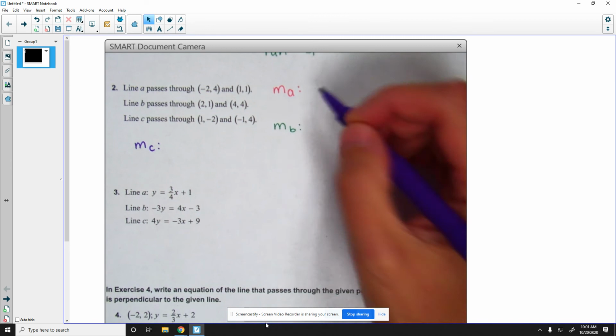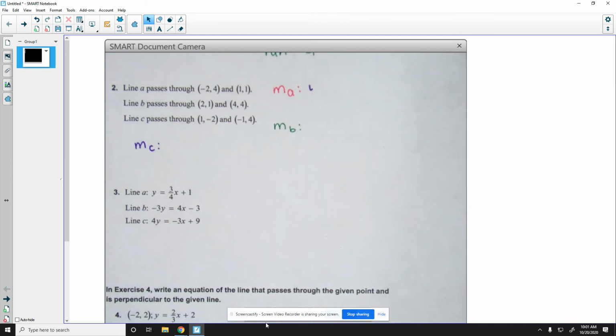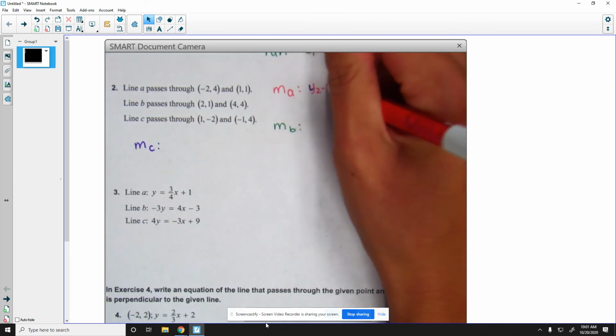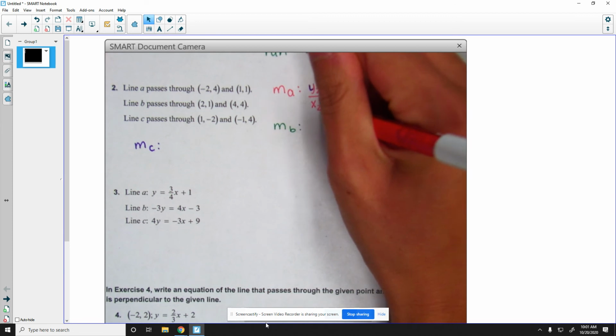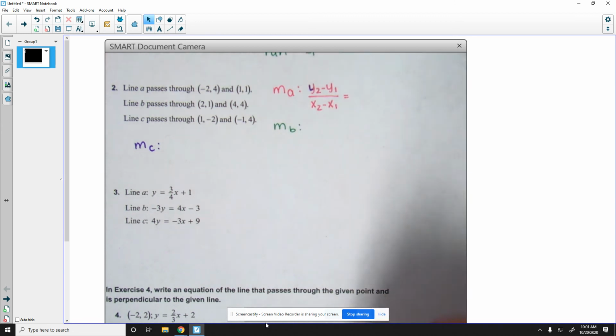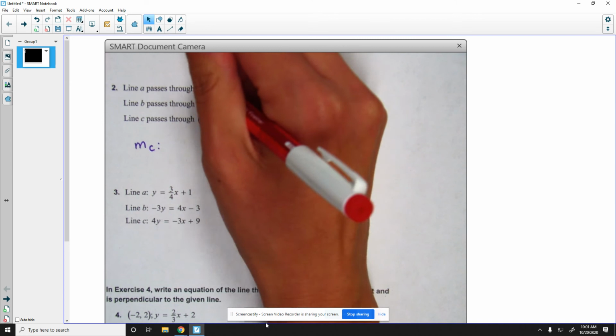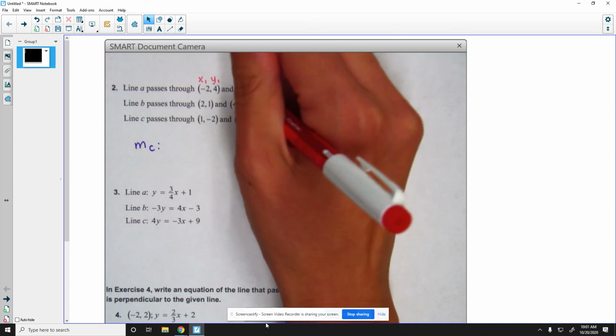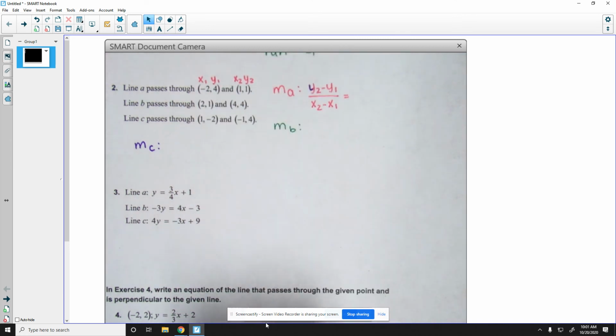Y2 minus Y1 over X. So here's a formula. It goes like this: y sub 2 minus y sub 1 over x sub 2 minus x sub 1. And remember what I do? I just label x1, y1, x2, y2.